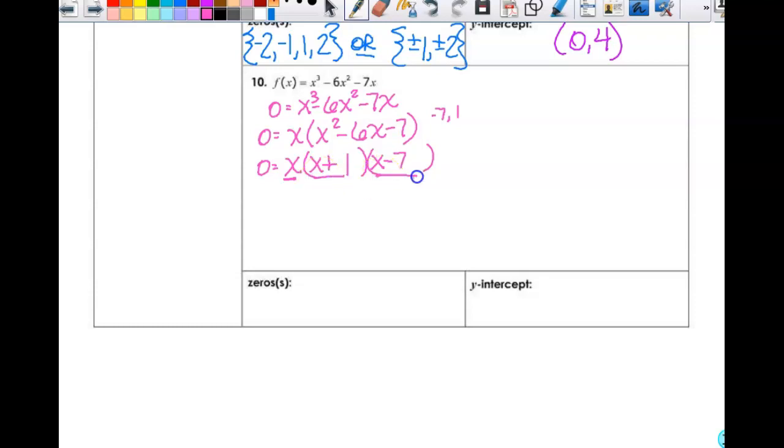So I've got 3 things here. So I've got x equals 0. I've got x plus 1 equals 0, and I have x minus 7 equals 0. Now, if I had factored out a 5, like if this was a 5 and not an x, then nothing would work. It's only if there's a variable here. Okay, so here, that is one of my zeros. Then I get x equals -1 and x equals 7. Then I put them in here from least to greatest, so -1, 0, 7.